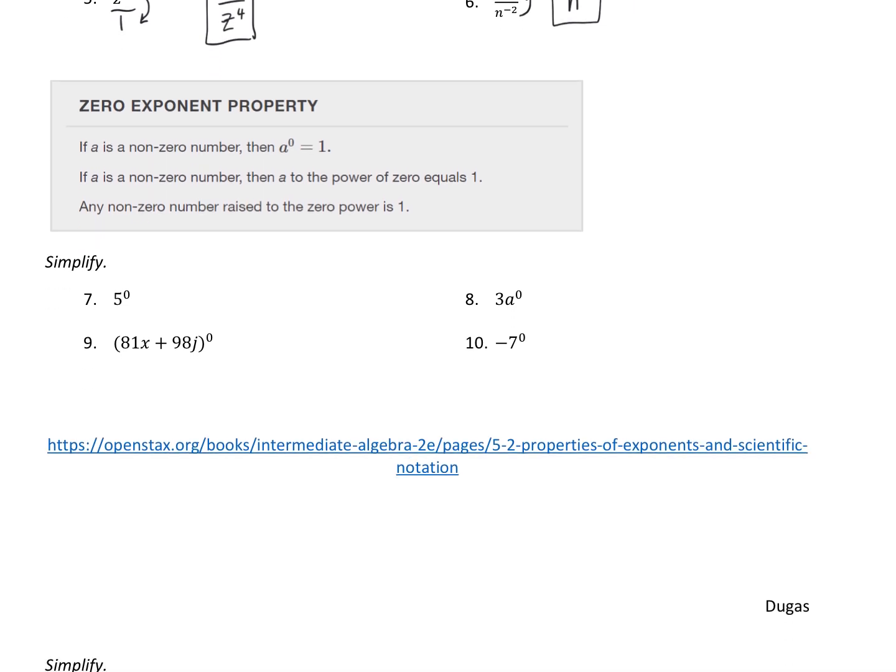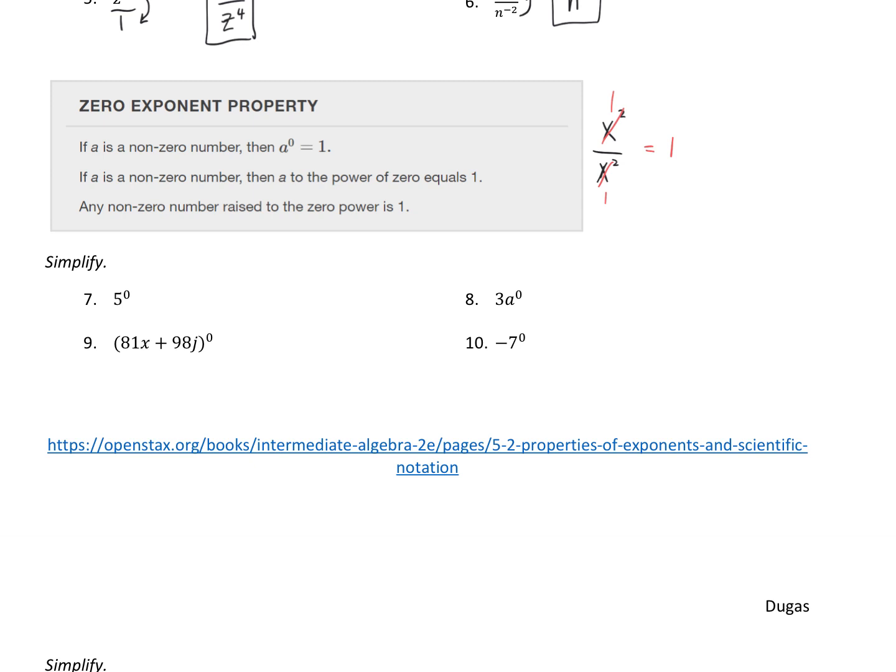The next rule we'll look at is the zero exponent property. Anything raised to the 0 power is 1. So a quick explanation would be, if I have x squared over x squared, would you agree that these cancel out and leave 1s? So that's just 1.